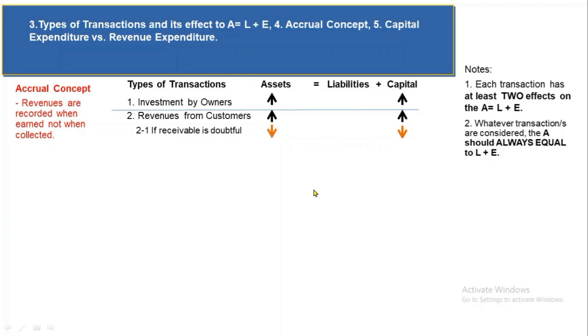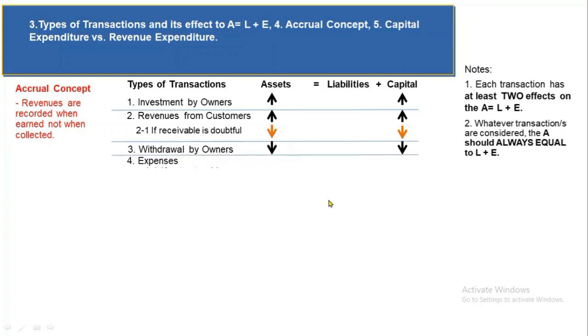What is this allowance for doubtful accounts? This is a contra-receivable account, which means that if you have this, you should deduct it from your receivables to get what we call the net realizable value of your receivables. Next is we have withdrawal by owners. If owners withdraw money for personal reasons, then the capital will be deducted by such amount and of course the total assets.